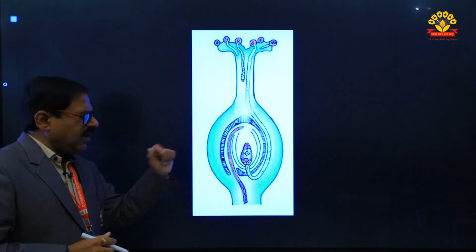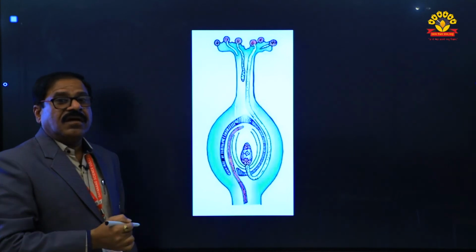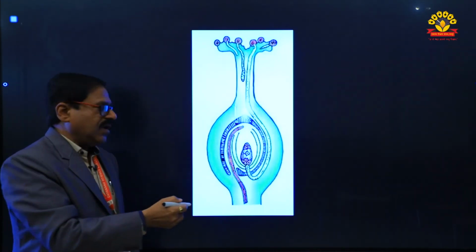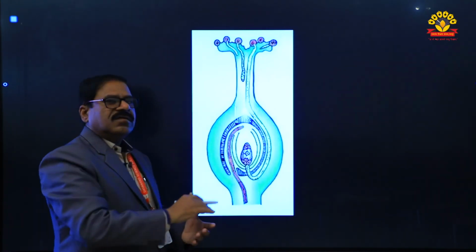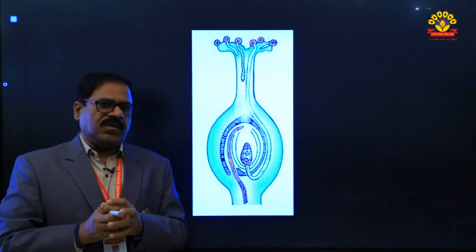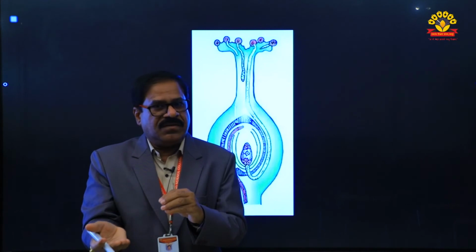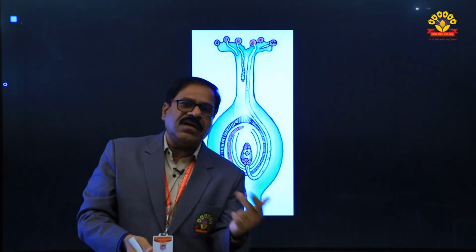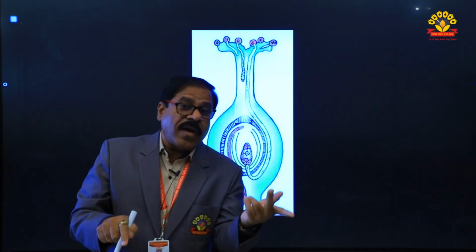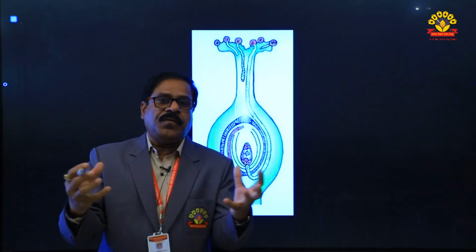Then the remaining one male gamete now moves towards the secondary nucleus. The remaining second male gamete is transferred towards the secondary nucleus, and now it fuses with the secondary nucleus. This fusion of the second male gamete with the secondary nucleus, that is haploid male gamete with diploid secondary nucleus, is known as triple fusion.